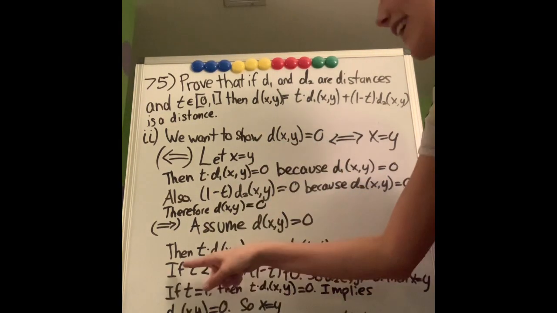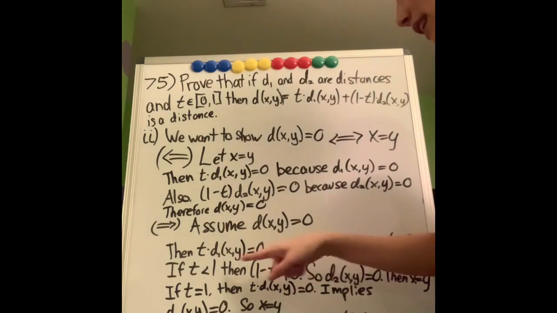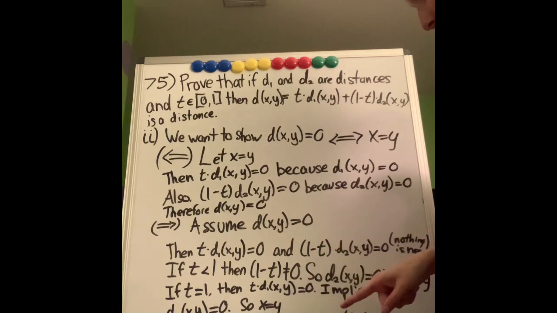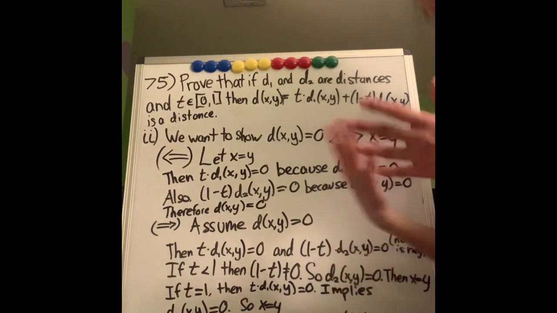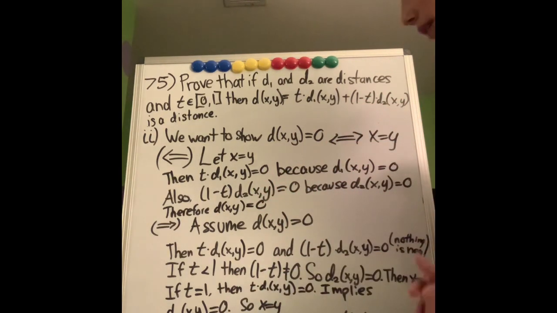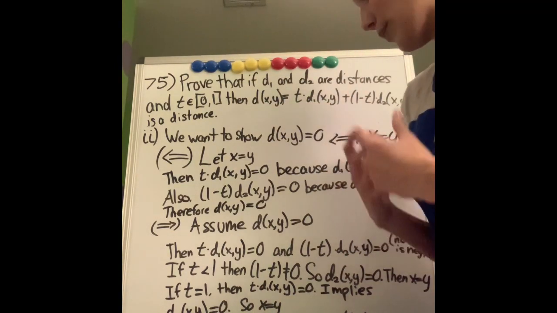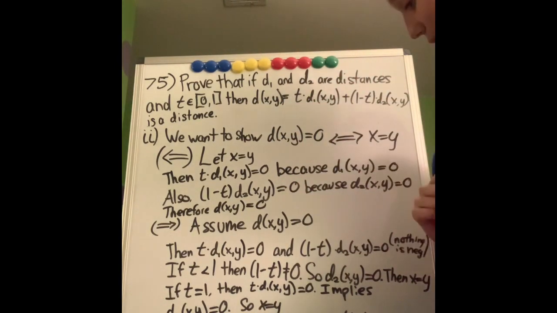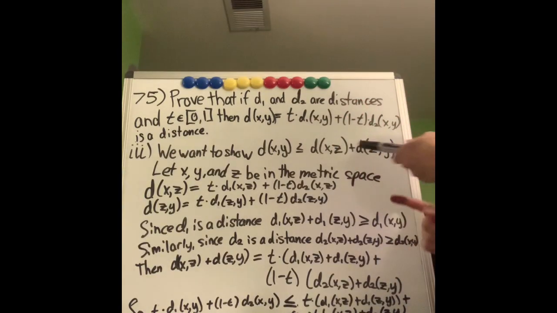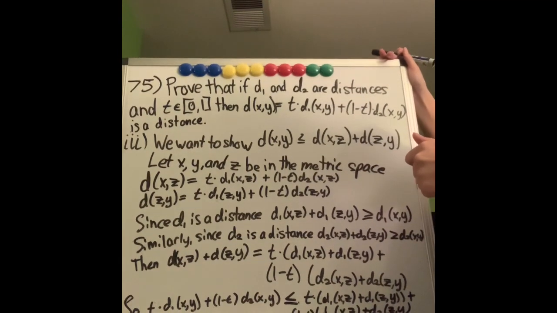Back up here. If t is less than 1, then 1 minus t is not 0. So d2(x,y) is equal to 0, therefore x is equal to y because it's a distance. If t is between 0 and 1, then t is not 0 and 1 minus t is not 0. So d1(x,y) is equal to 0 and d2(x,y) is equal to 0. So x is equal to y. Therefore, x is equal to y. And we have proven that the distance from x to y is equal to 0 if and only if x is equal to y. Now the third condition, the triangle inequality. This one could be a little hard to understand because there are so many variables.